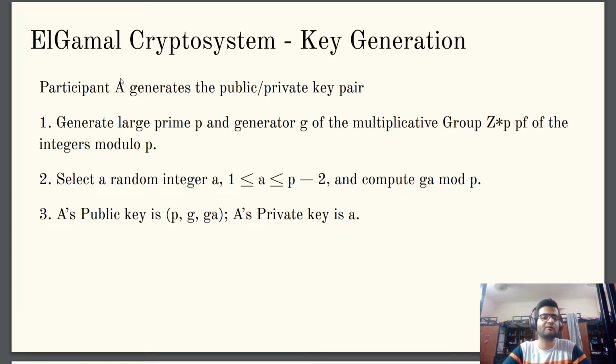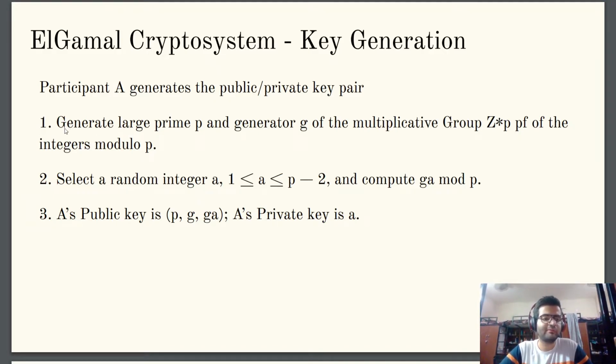Now coming to the four parts of the ElGamal cryptosystem in a brief manner. The first part is key generation. How does this key generation happen? Now we will talk about it. Participant A generates the public-private key pair. There are two participants, A and let's say B. A will generate a key pair that is public and private.